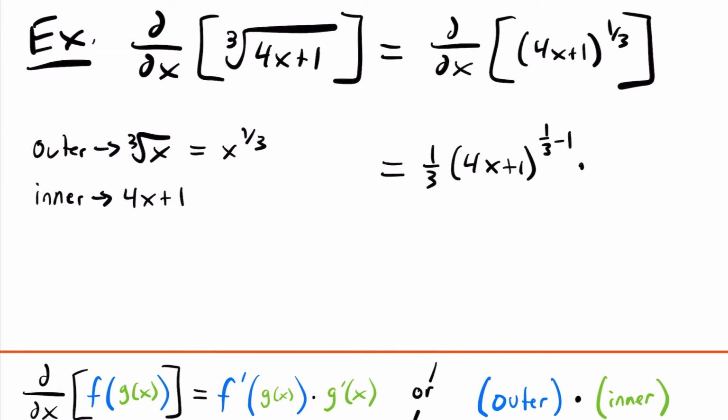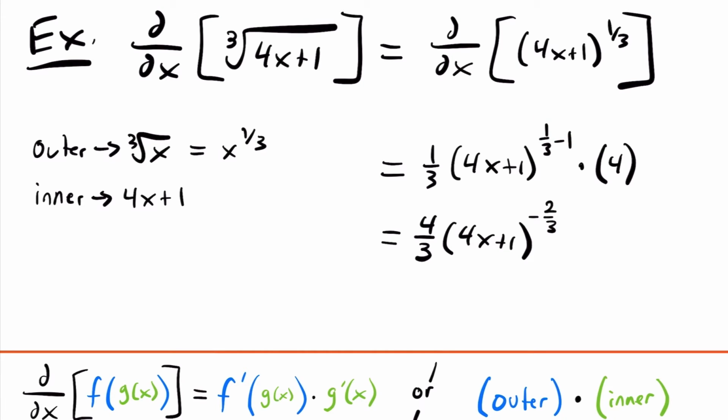Now we can take the derivative of our inside function and multiply it by the derivative that we just took there of our outside function. So our inside function is 4x plus 1, and so the derivative of that will be 4, right? The derivative of 4x is 4, plus 0 because the derivative of 1, or the derivative of a constant, is always 0. So we're going to have times 4. And so then this will be equal to 4/3, right? If we bring that 4 over here, we'll have 4/3, and this will be multiplied by 4x plus 1 to the negative 2/3 power, because 1/3 minus 1 is going to be negative 2/3.